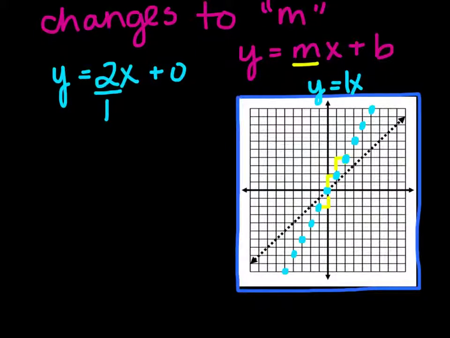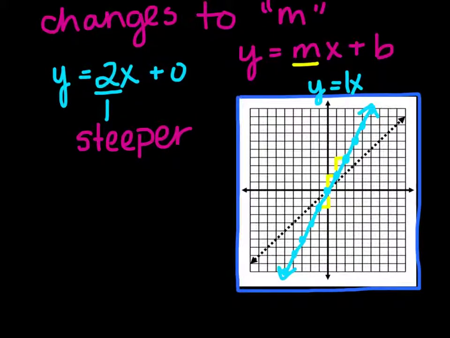It's obviously different from the parent function, and we want to identify how exactly it's different. What I want you to think about is, if these two lines were hills, which one would be steeper? We should see that my blue line, my y equals 2x line, would be steeper. Therefore, when I change the m, it's going to change the steepness of the line. In this case, this line has become steeper than the original line.